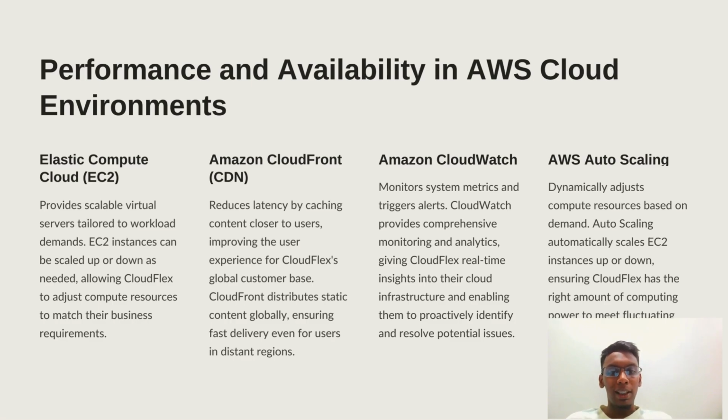Thirdly is Amazon CloudWatch. This monitors system metrics and triggers alerts. CloudWatch provides comprehensive monitoring and analytics, giving CloudFlex real-time insights into their cloud infrastructure and enabling them to proactively identify and resolve potential issues. And the final point is AWS auto-scaling. This dynamically adjusts compute resources based on demand. Auto-scaling automatically scales EC2 instances up or down.